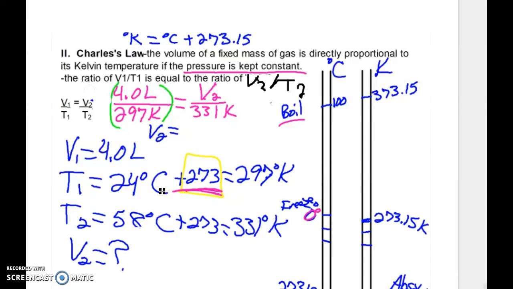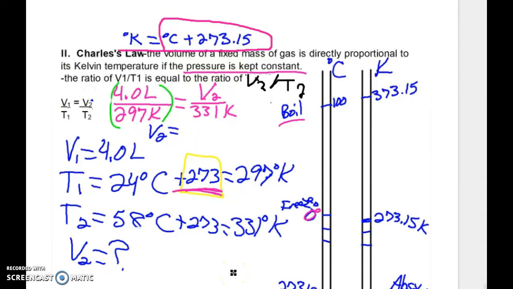Technically, the value is up here: you take the Celsius degree and add 273.15. You can drop the .15. Nobody is really going to care about that tiny amount. So I just take my Celsius temperature and add 273. Super simple. So 24 degrees Celsius is 297 Kelvin. My temperature 2 is given as 58 degrees Celsius. Again, we need to convert that to Kelvin. We add 273, and then what I'm solving for is my volume 2.